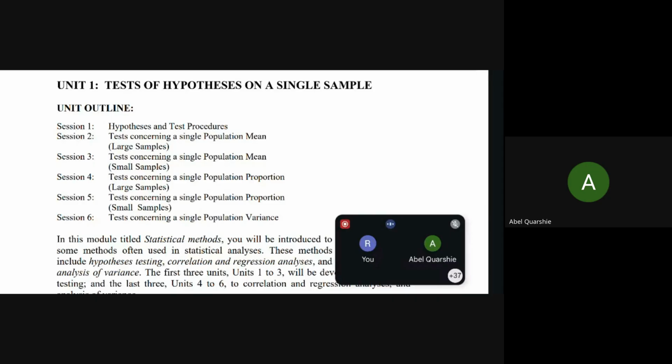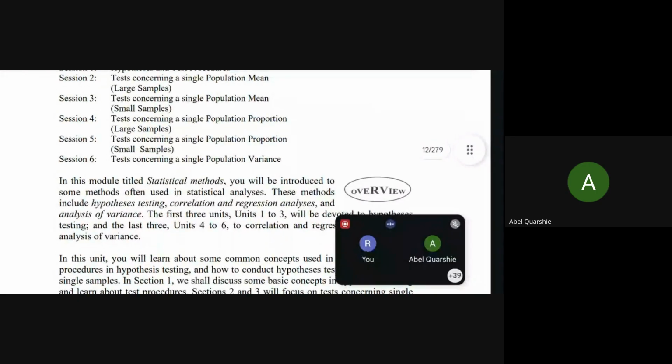So Section 1, we are looking at hypothesis and test procedures. That is what we are looking at. And Section 2 for Unit 1, we are looking at tests concerning a single population mean. What goes into it, where we have a large sample. Then we are also looking at tests concerning a single population mean when we have a small sample. Then tests concerning a single population proportion. Then a test concerning a single population proportion when the sample is small. Then tests concerning a single population variance.